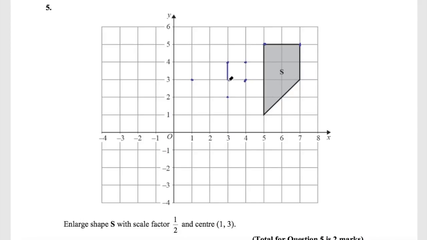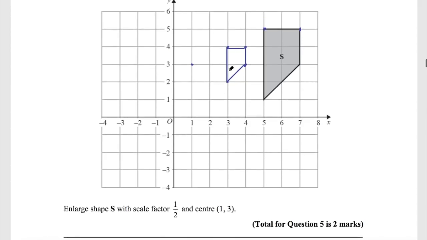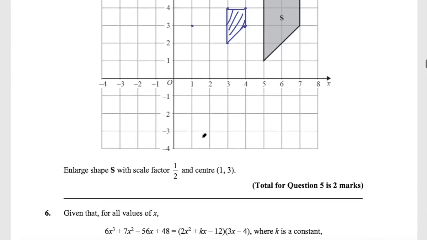I can go ahead and draw the outline in like that. And do we need to label it anything? Nope. So we can just leave it as that, maybe shade it in. Okay, so your enlargement should look like that.